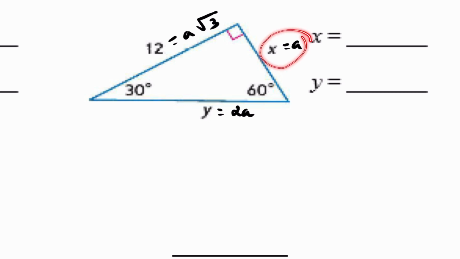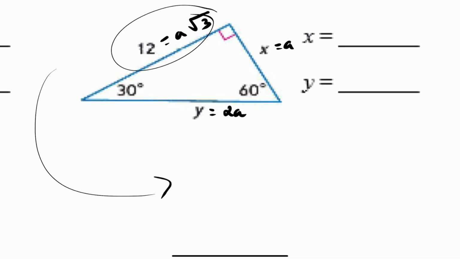If I look at this one over here, I can't use that. That's x equals a. You have a variable equal a variable. You can't work with that. Over here, we have y equals 2a. Again, we have a variable equals a variable, so you can't work with that. You can't work with this whatsoever. So our best thing to look at is this side here. 12 equals a root 3. And this one's a little weird.